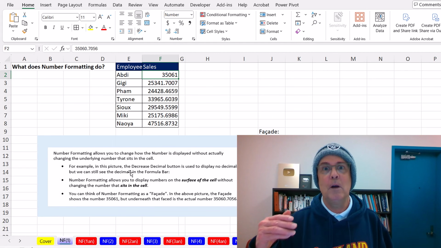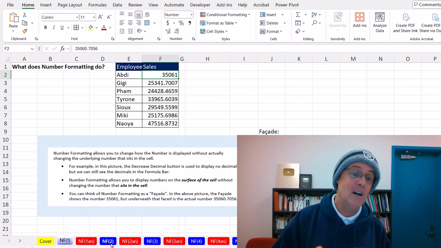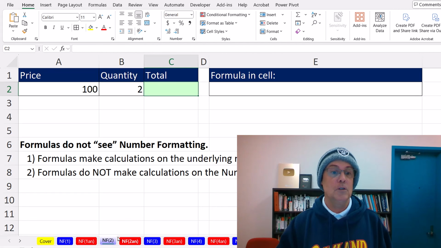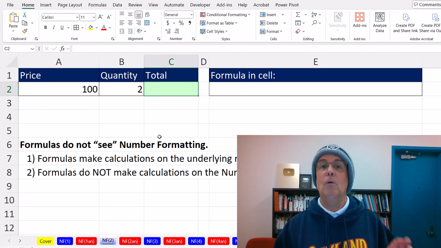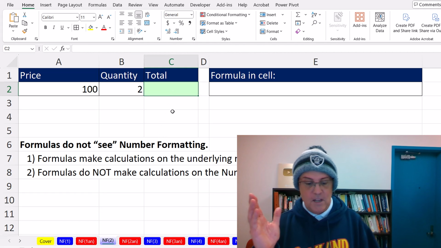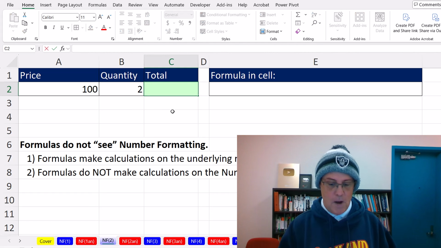And this is usually when people realize they didn't understand what number formatting does or how it can adversely affect formulas. Let's go over to NF2. Now, we saw an example of this in video number 1, but this video is all about number formatting. So here's the big problem if you don't know about number formatting.